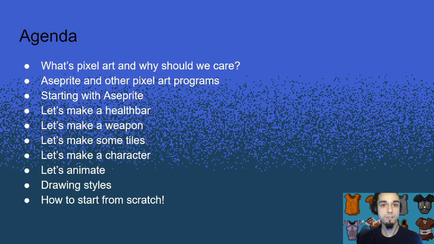We will briefly talk about how to create different animations like walk cycles or movement in the background to make our games more lively. We will touch upon the different art styles that you can employ using pixel art and also how to start from scratch.